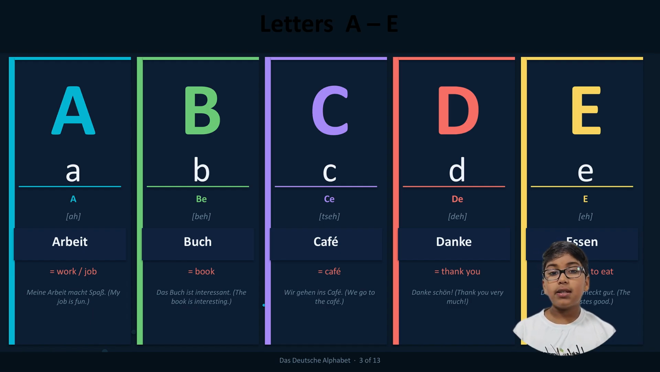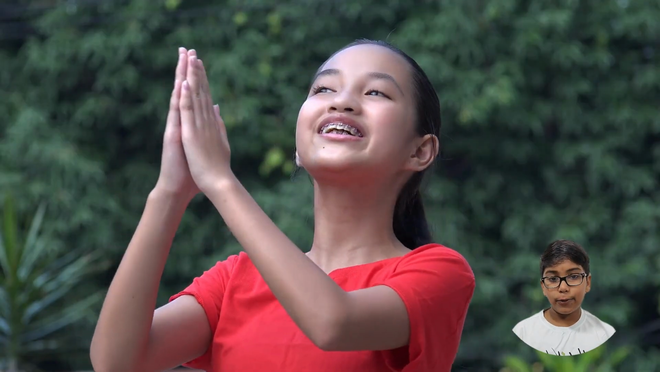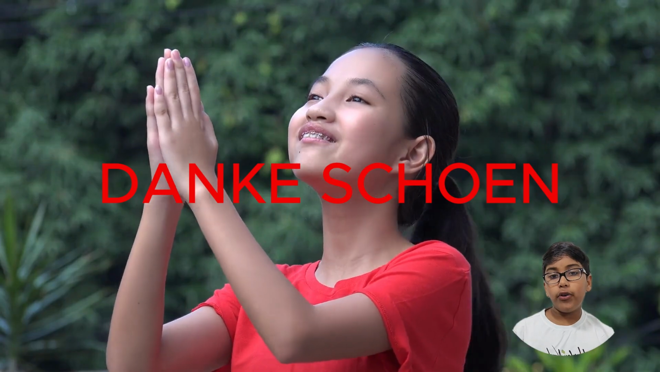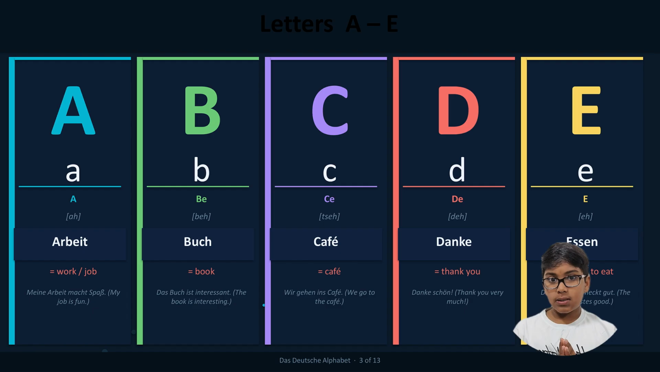D, pronounced day. Easy, just like the English letter D. But the example word is one of the most important words in all of German. Are you ready? Danke. Say it with me. Danke. Danke means thank you. Danke schön means thank you very much. You will use this word every single day in Germany. So say it again. Danke.